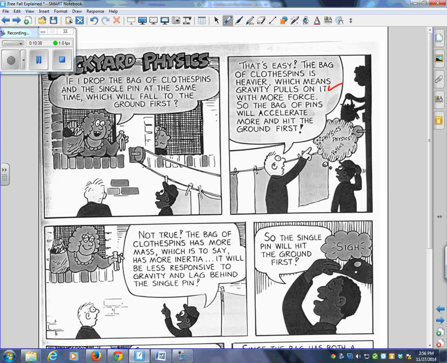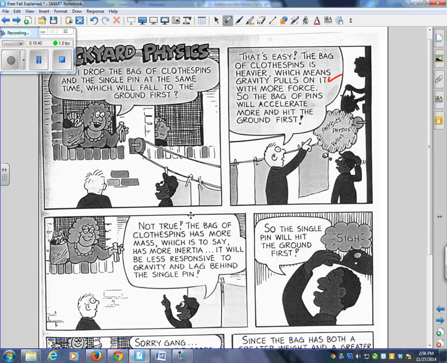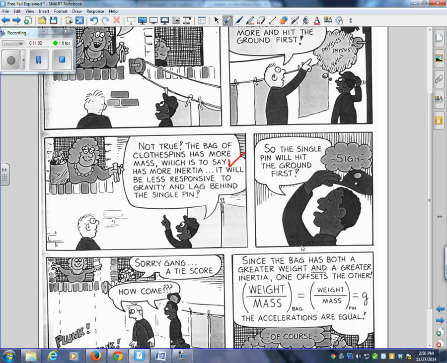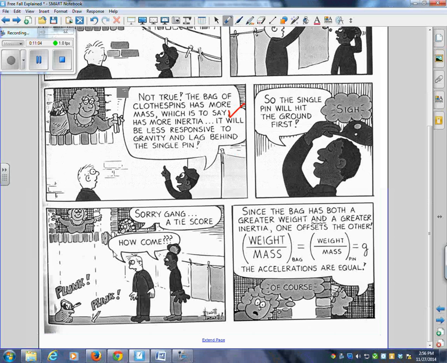The other kid scratches his head and says physics. Not true. The bag of clothespins has more mass, which is to say it has more inertia. It will be less responsive to gravity and lag behind the single pin. People talk like this. Is that true though? Yes, it does have more mass, which is to say it has more inertia. That's true as well, right? So he says the single pin will hit the ground first. But when the woman drops them, what happens? They land at the same time. Because both of those things are true, right?